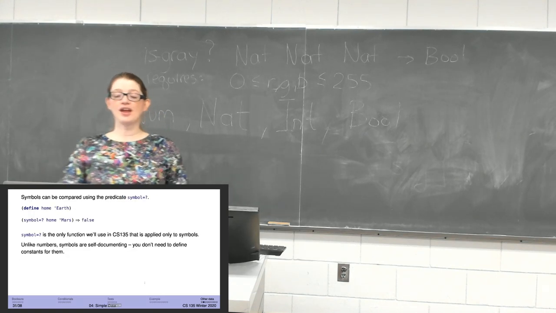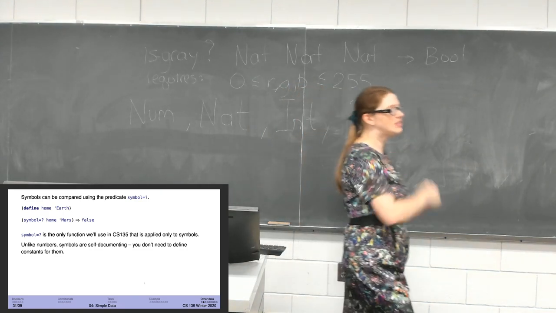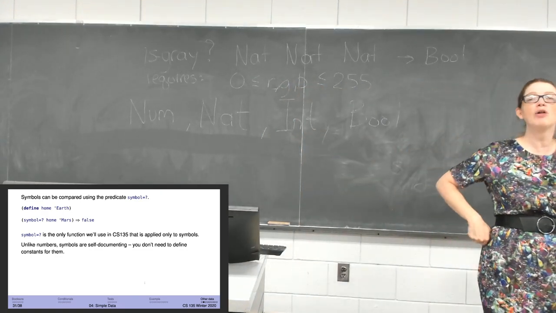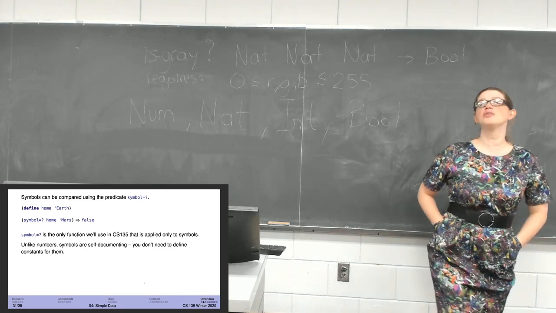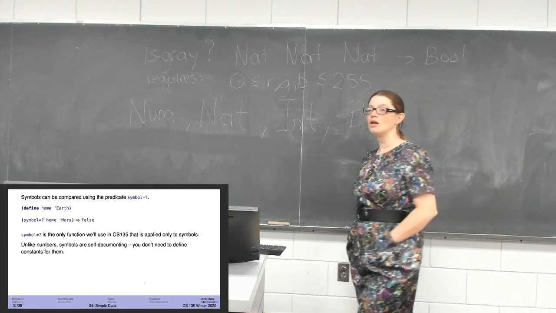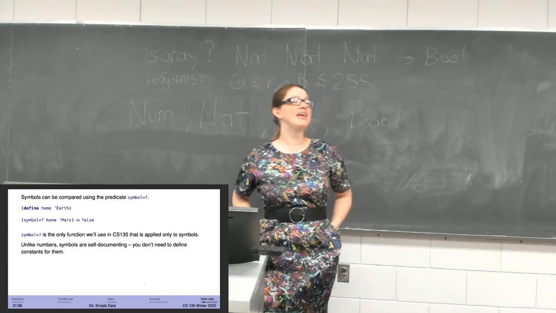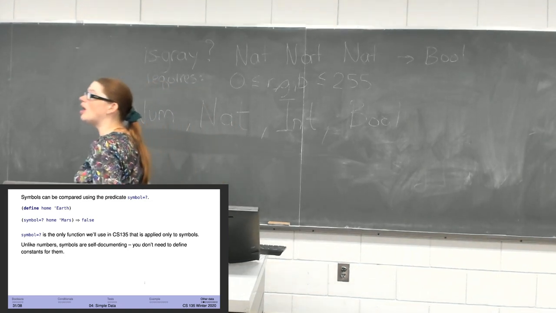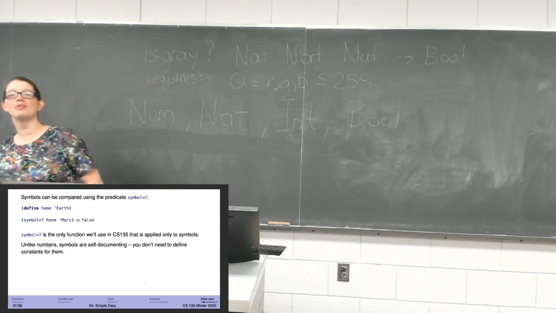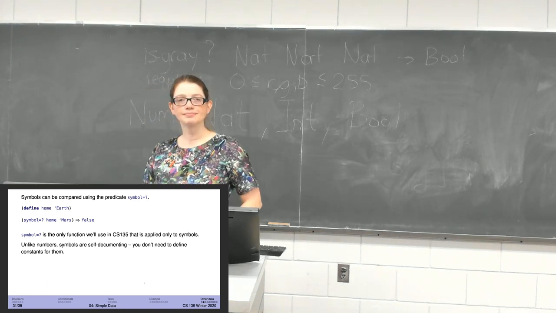The only thing that you can do with a symbol is you can define constants to have symbol values, or you can test if two symbols are equal to each other. So I can check if the symbol red is equal to the symbol yellow, and it should return false. Now, you can't use the equal operator. You should not use the equal operator for two symbols, because a symbol is not a number.